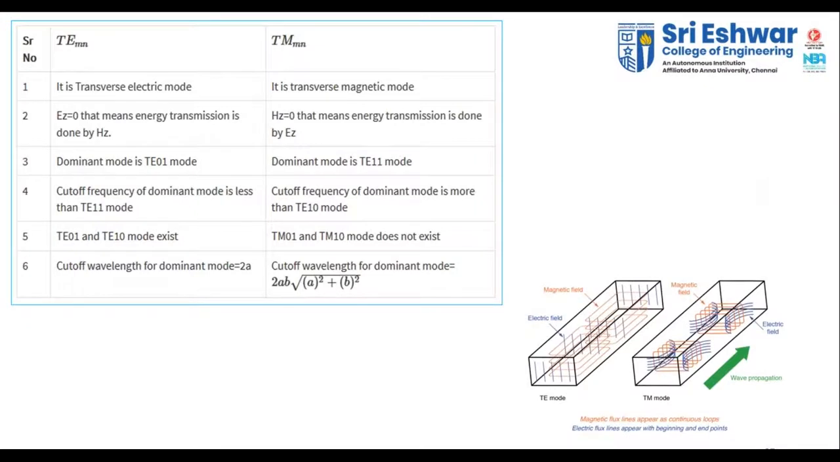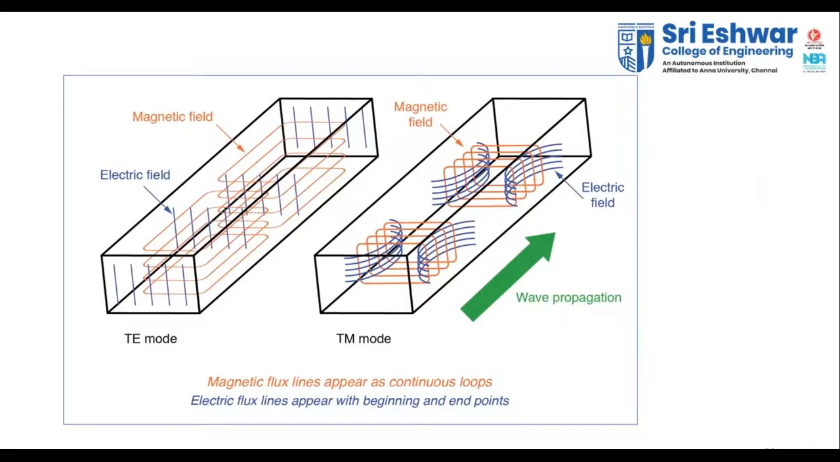Please see the comparison. Before that, please see this: electric field and magnetic field are present. Please see the direction of propagation. Magnetic flux lines appear as continuous loops, but electric flux lines appear with a beginning and end point. The blue color indicates the electric lines and the red color indicates the magnetic lines.